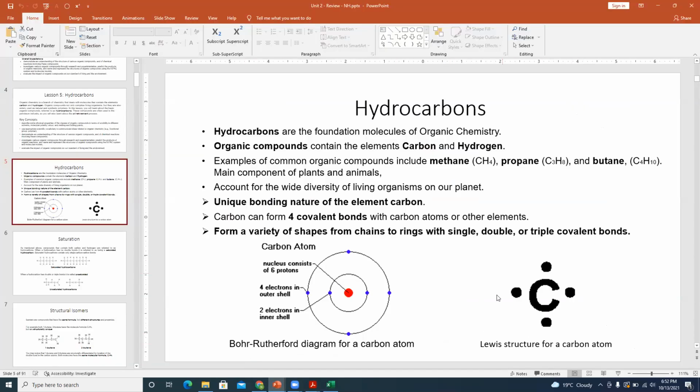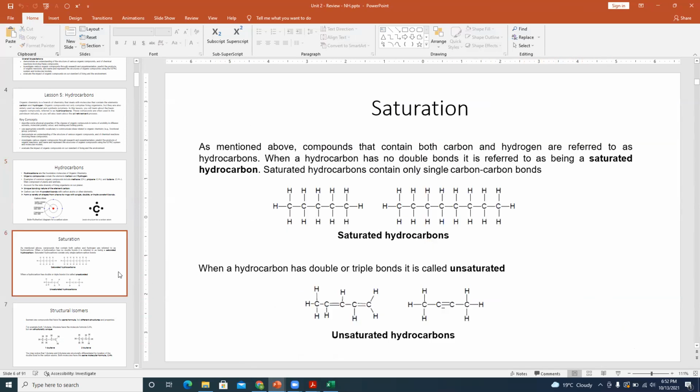So when we draw the Lewis structure for a carbon atom, we only show the 4 valence electrons. And that tells us that it has room for 4 more to obtain a stable octet according to the octet rule. And that's why we see carbon able to make 4 bonds, either with hydrogens or other carbons, but it can make a total of 4 bonds. Here it has got 2 double bonds with another carbon, and then a single bond with this carbon and a single bond with this hydrogen.